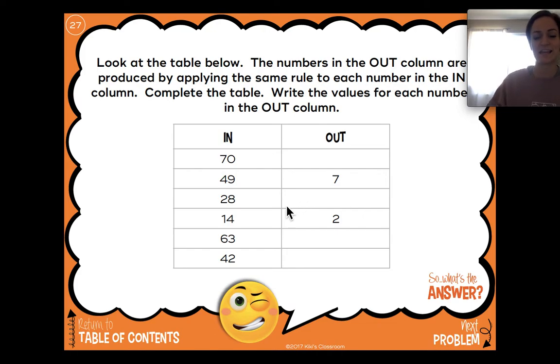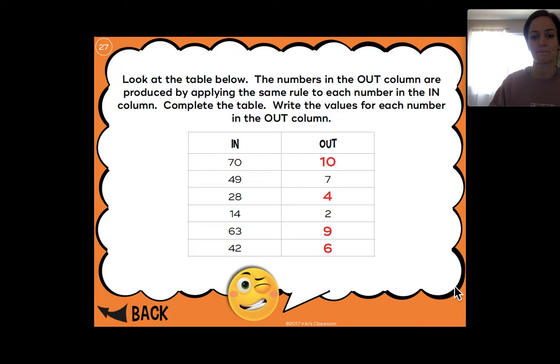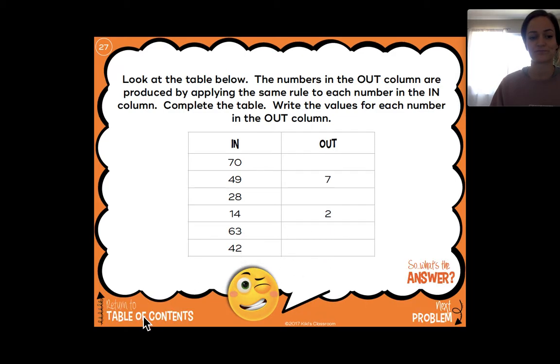All right, let's look at the answer. Let's see what you got right. Okay, so the rule was they were dividing by 7. When you put 49 divided by 7 gives you 7. 14 divided by 7 equals 2. So let's look at the other ones. 70 divided by 7 equals 10. 28 divided by 7 equals 4. 63 divided by 7 equals 9. And 42 divided by 7 equals 6. Hopefully that one was a little bit easier for you guys.